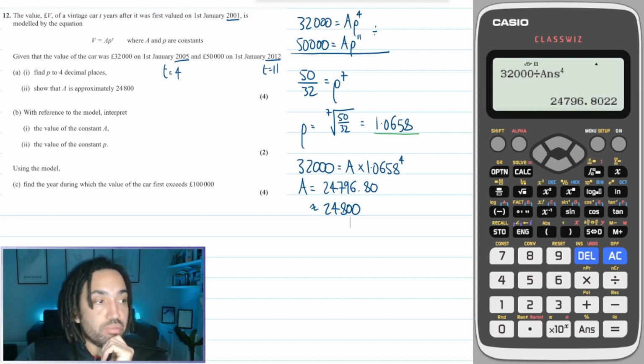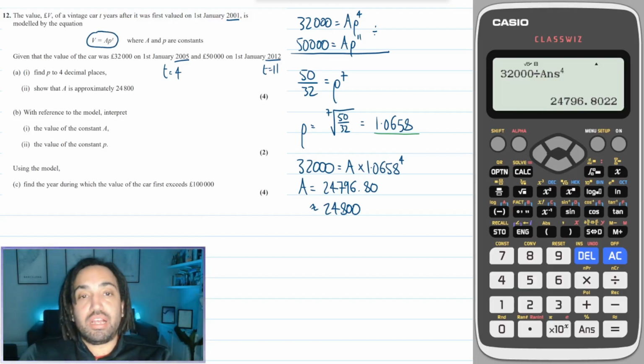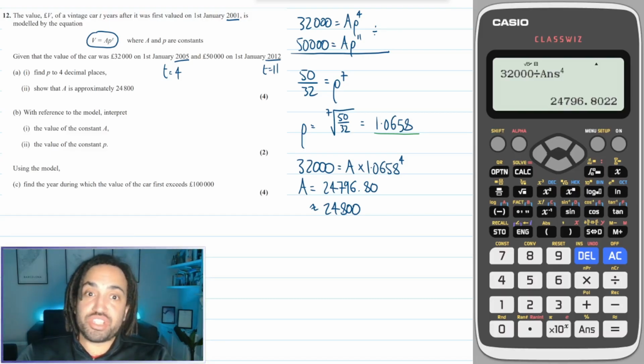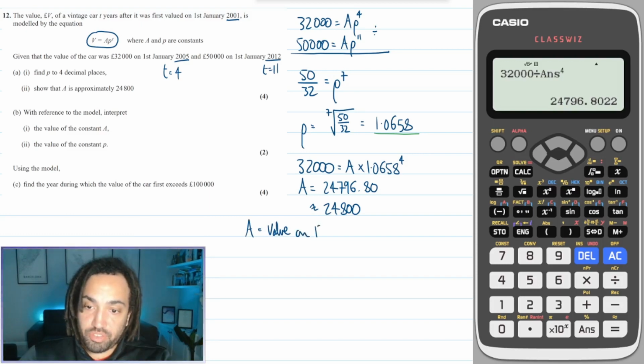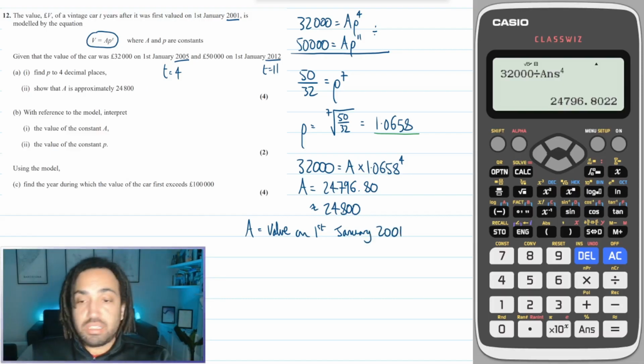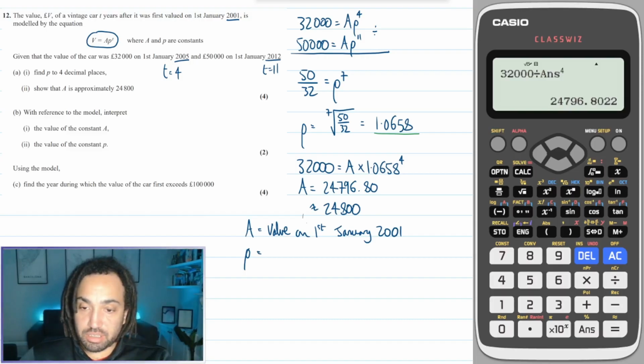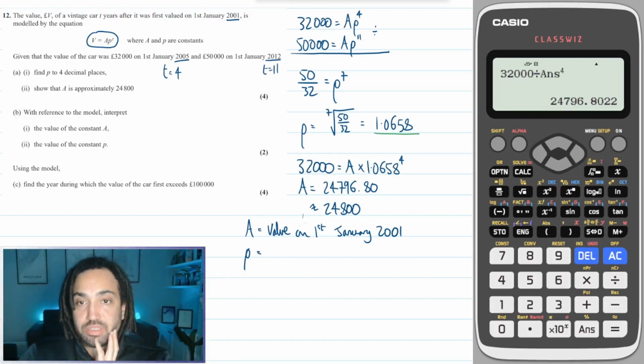With reference to the model, interpret the value of the constant a. Okay, so a is then multiplied by p, and when t is 0, the value is just equal to a. So a is equal to the value on the 1st of January 2001. And I should say the value of the car. You know, they are quite pernickety about things like this. I can't bother to write it down now, but the value of the car on the 1st of January 2001.